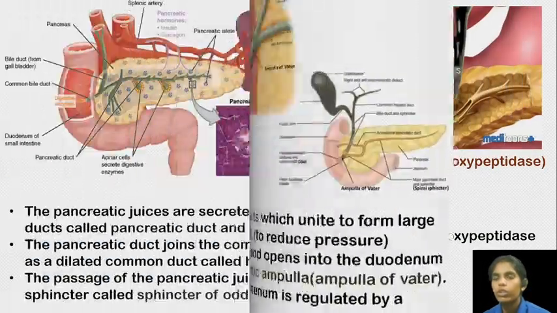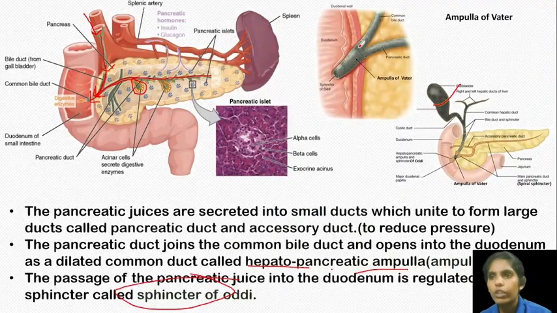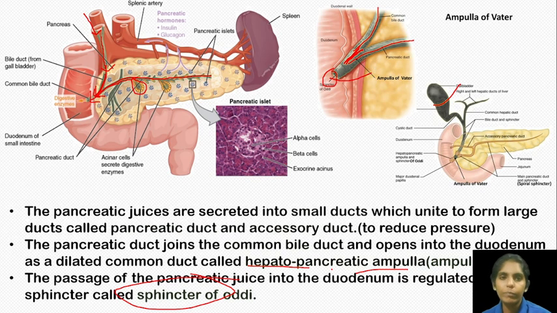So here in this, I'll show you. This dilated vessel, which will cause the release of the secretions into the small intestine, is known as the ampulla of Vater, which is formed by the combination of the common bile duct and the pancreatic duct, and it is guarded by a sphincter called the sphincter of Oddi.